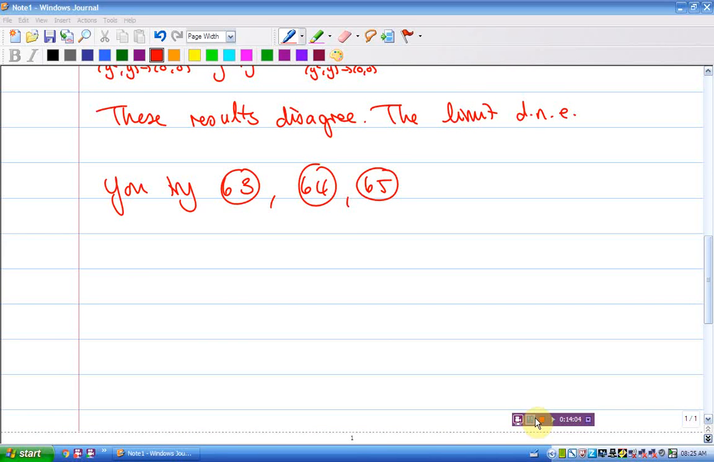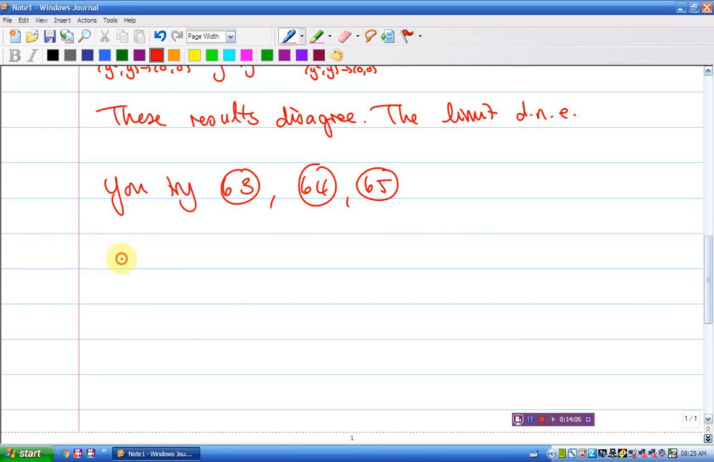Limits that do exist, okay? What if the limit does exist?